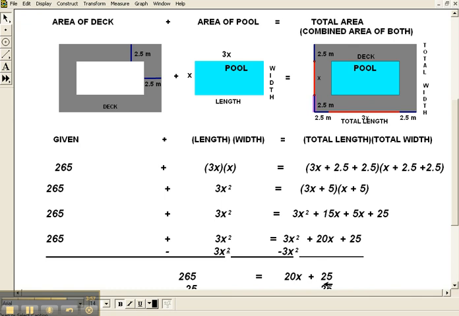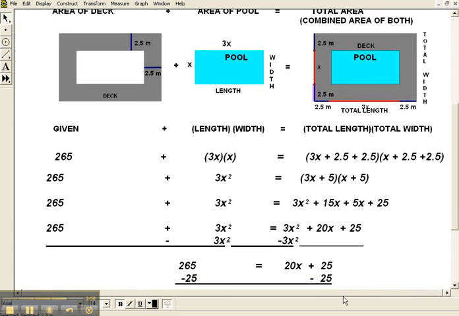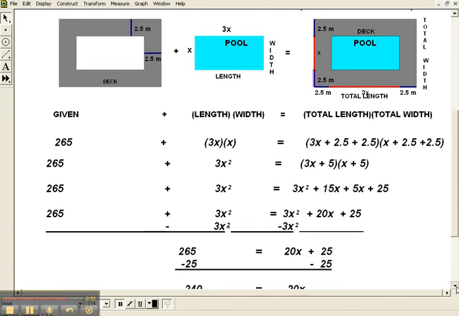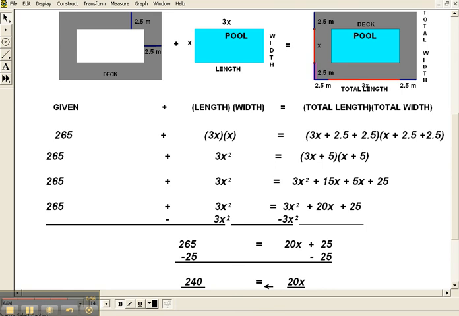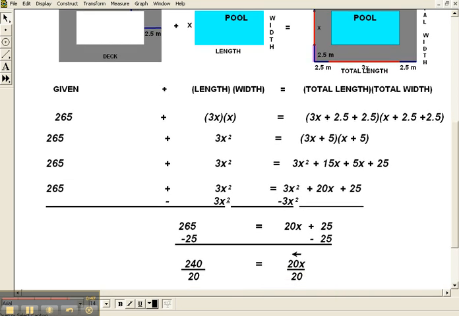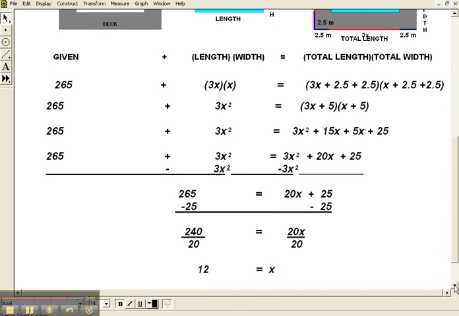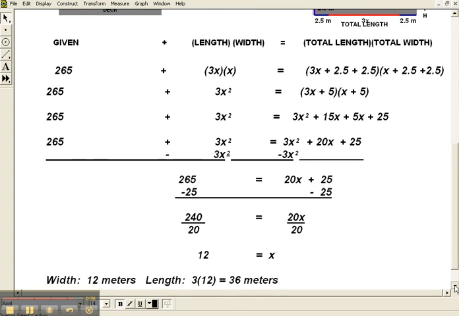Now I'm going to subtract 25 from both sides. And by doing so, I get 240 equals 20x. The 25's cancel here. 265 minus 25 is 240. Finally, I'm going to divide both sides by 20 to isolate the x. 20 divided by 20 is 1x. 240 divided by 20 is 12. So x equals 12. x represented the width of my swimming pool.